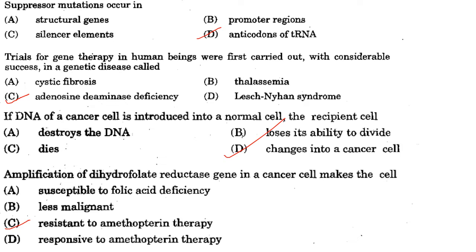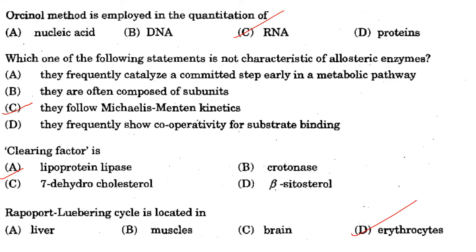So, next one. If DNA of a cancer cell is introduced into a normal cell, the recipient cell, it changes into cancer cell. Answer is option D. Then next one. Amplification of dihydrofolate reductase gene in cancer cell makes the cell resistant to amethopterin therapy. So answer is option C. Then orcinol method is employed in the quantification of RNA. So answer is option C.